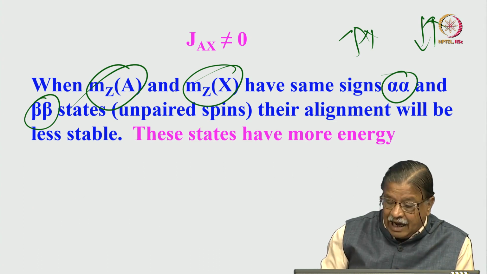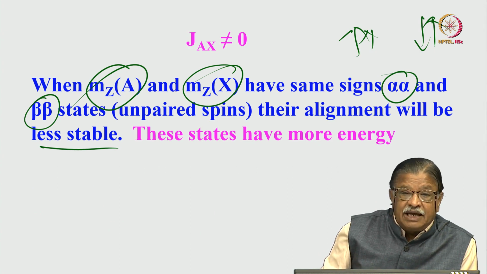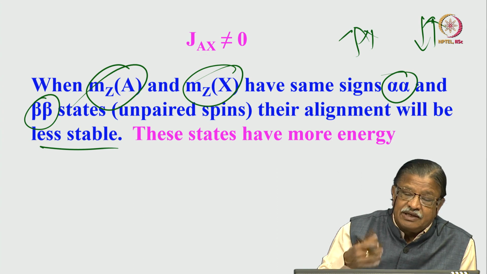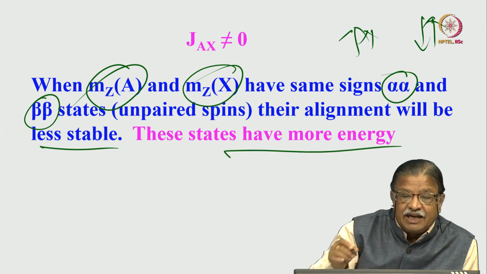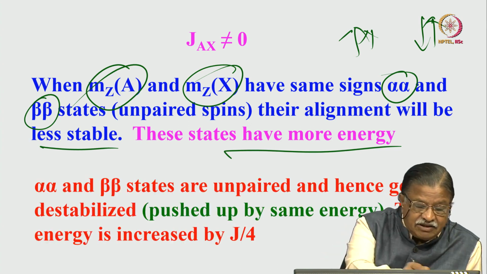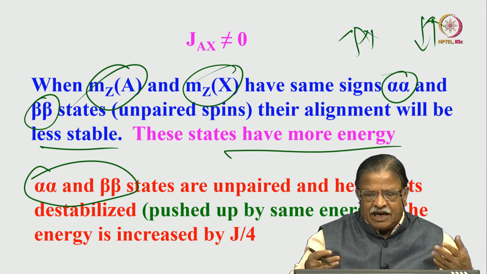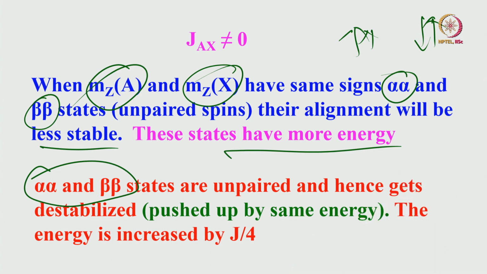That means their alignment will be less stable. They are not stable because they are unpaired. Pairing means lower energy, unpaired means different. So it is less stable. So these have more energy. These two states will have higher energy. As a consequence, what will happen? The alpha alpha and beta beta states, because of their unpaired spins, have their energy level destabilized and pushed up.